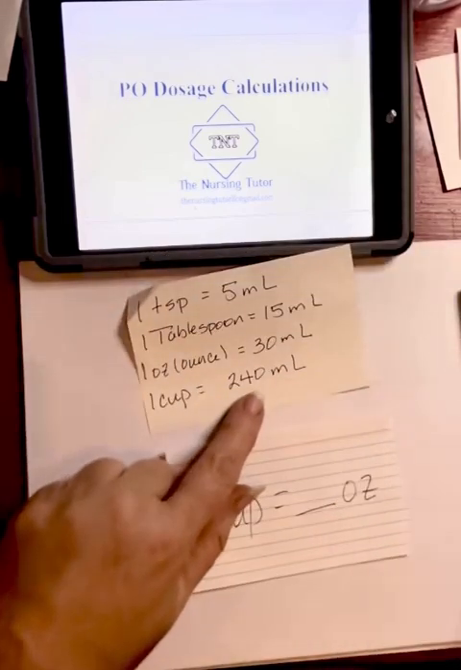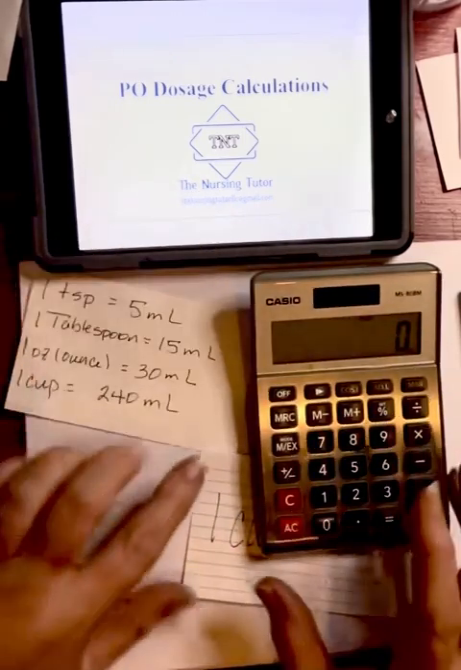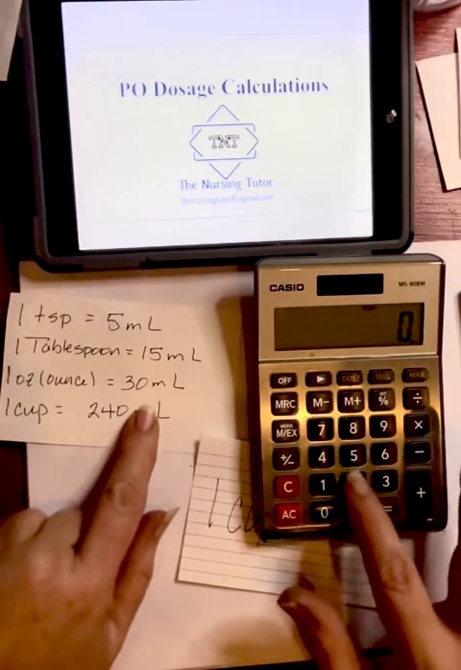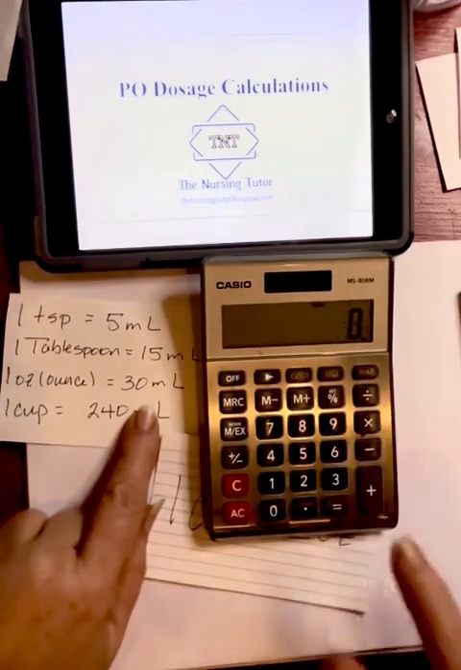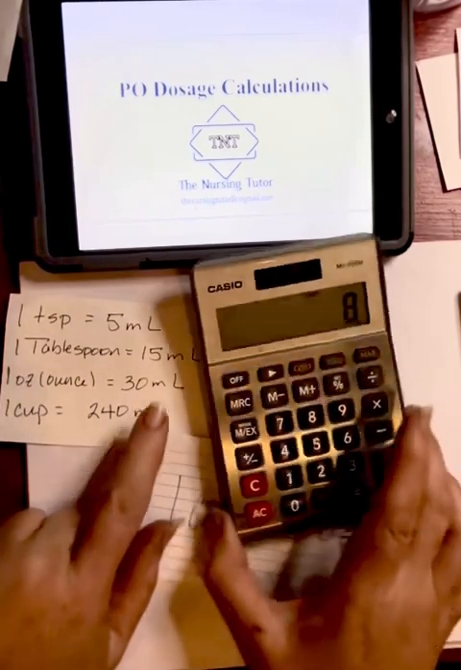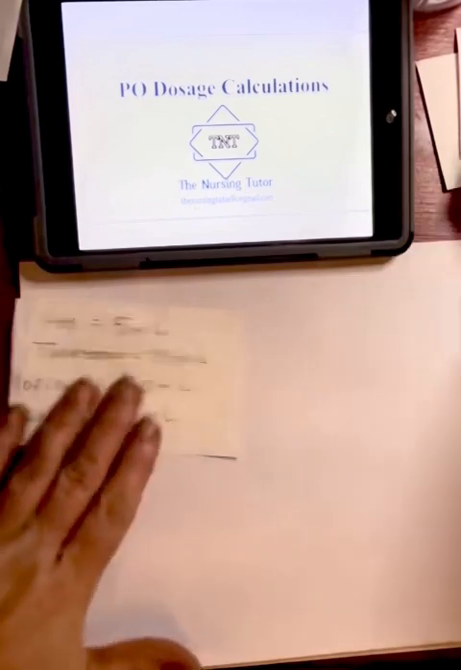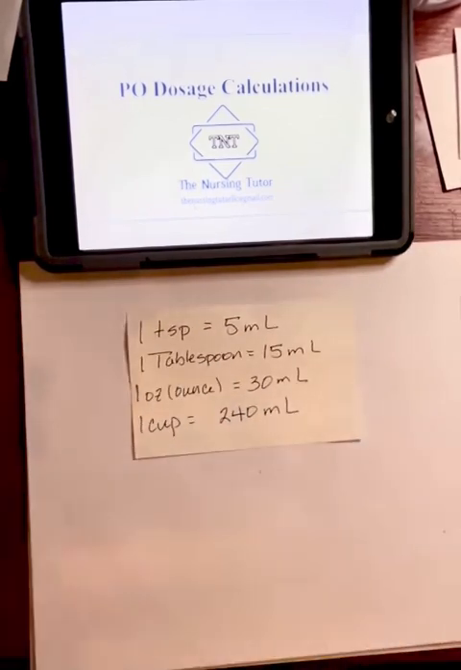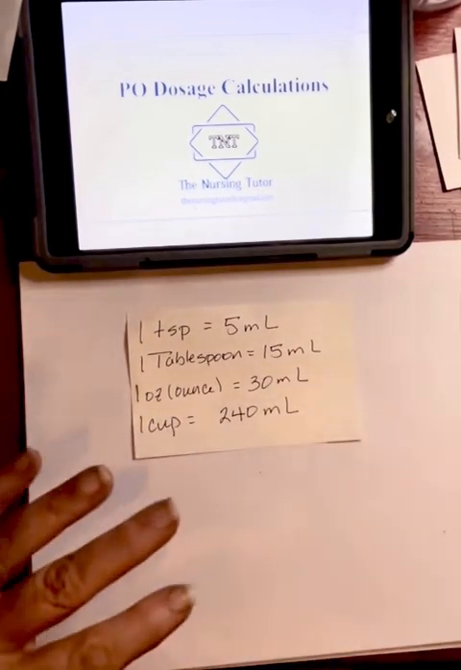If we know that the 1 cup is 240 milliliters and that 1 ounce is 30, you can take 240 divided by 30, and it's 8 ounces. And we saved them. But you see how if you know these, I want you to know them like you know what 2 plus 2 is. Yeah. That's how quick I want you to know it.